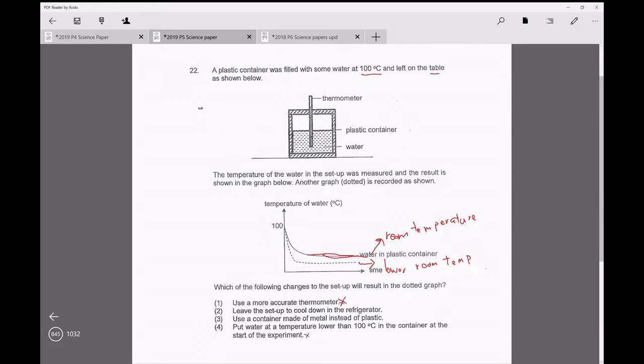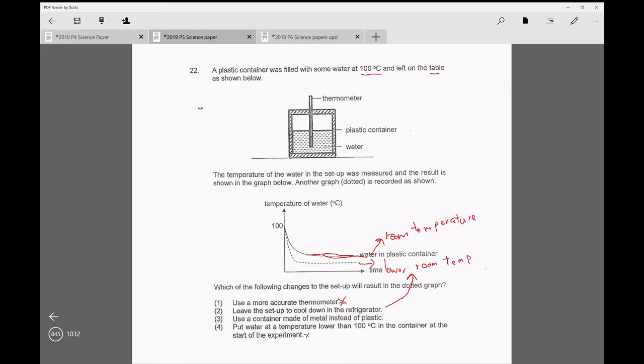Okay, the second option says that you leave the setup to cool down in the fridge. If you leave it in a fridge, the fridge is a place that has a lower temperature than previously because the fridge is cold. So because the surrounding is cold, therefore the water will lose heat faster and therefore it will drop to a lower room temperature. So that's possible. But let's just look at the other options as well.